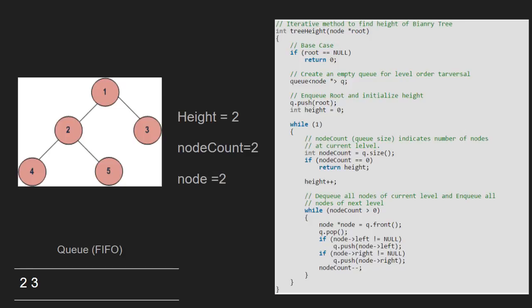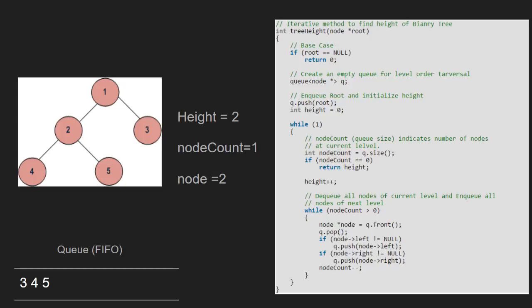Now, node will point to 2. Next, 2 will be popped out. Now, left and right child of 2 will be enqueued. So, first the left child, which is 4, is enqueued. Next, the right child, which is 5, will be enqueued. Now, node count will be decremented by 1. So, node count will now be equal to 1.